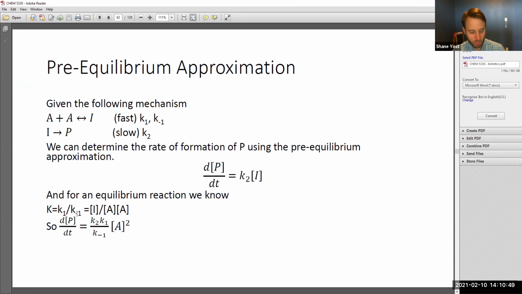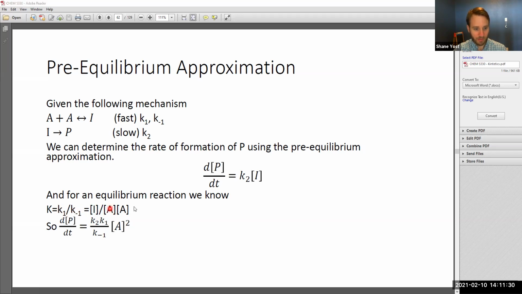We showed this earlier in some slides when we talked about elementary reactions that are in equilibrium. You get this relationship just from the fact that the forward rate, the rate of A plus A forming I, has to equal the reverse rate. That's the definition of equilibrium in chemistry: the forward rate equals the reverse rate. So A plus A forming I happens just as fast as I forming A plus A. When you set those two rates equal to each other and plug in the rate laws for those two rates, you get this formula down here.